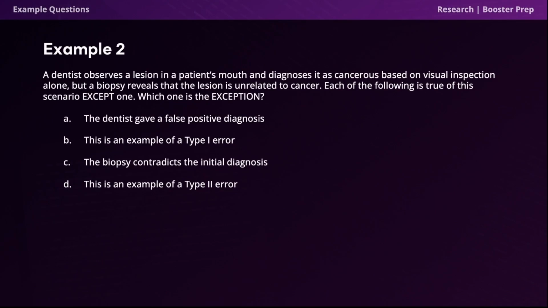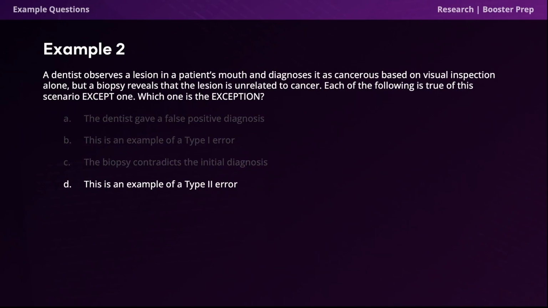A dentist observes a lesion in a patient's mouth and diagnoses it as cancerous based on visual inspection alone, but a biopsy reveals that the lesion is unrelated to cancer. Each of the following is true of this scenario except one. Which one is the exception? We have option A, the dentist gave a false positive diagnosis. B, this is an example of a type 1 error. C, the biopsy contradicts the initial diagnosis. And D, this is an example of a type 2 error. And the correct answer for this question is option D, this is an example of a type 2 error.